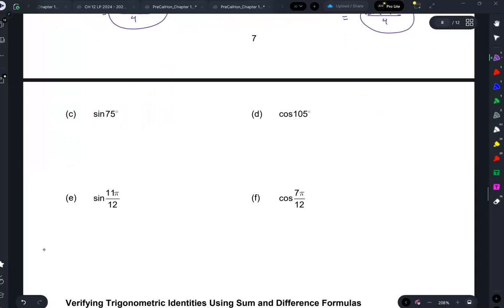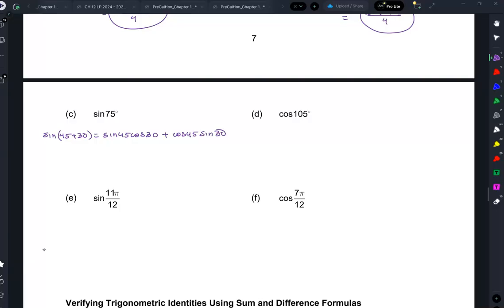Okay, now, sine of 75. How could we do sine of 75? Well, 15 isn't a special angle. 45 and 30, or 30 and 45. So this is sine of 45 plus 30. The order does not matter. So now if it's sine, it's going to be sine, cosine, plus cosine, sine. Make sure you keep the order of the angles consistent.